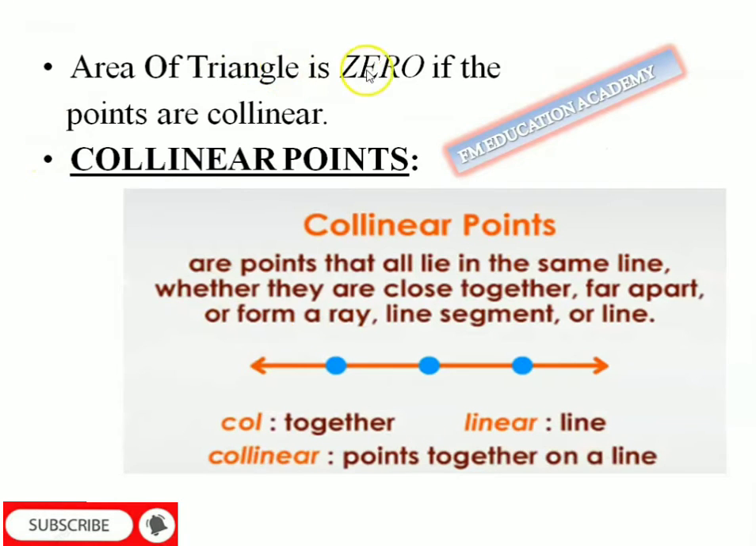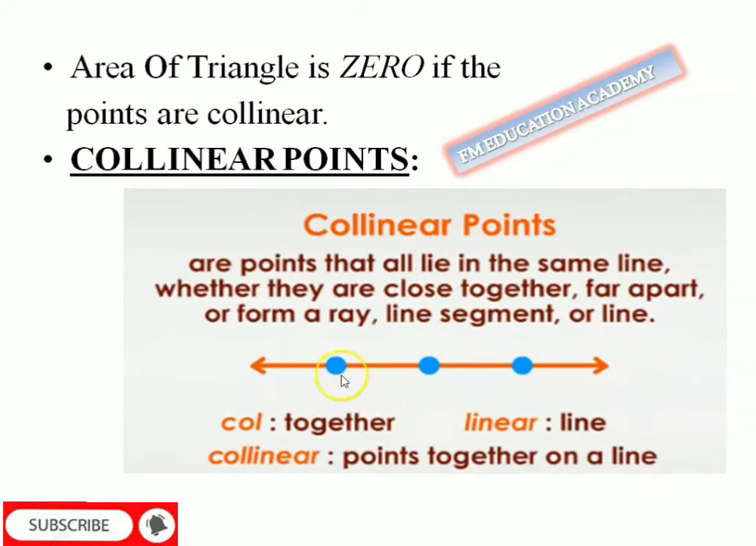Now remember, the area of a triangle will always be 0 if the points are collinear. What do we mean by collinear points? Collinear points are points that all lie on the same line, whether they are close together, far apart, or form a line segment or a line. Remember, all three points are lying on the line. They are not forming a triangle.